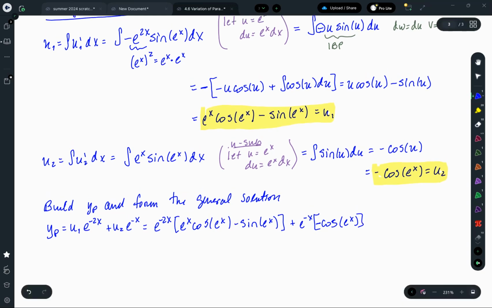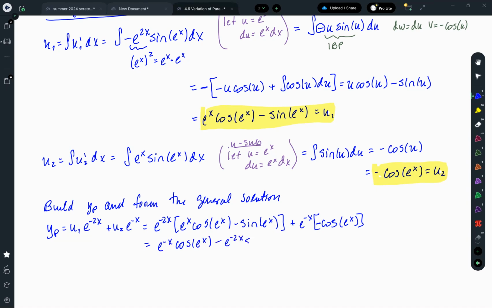We distribute. This is going to give me, when I take care of adding up the exponents for the exponentials, I get e to the minus x cosine of e to the x minus e to the minus 2x sine of e to the x, and then minus e to the minus x cosine of e to the x. And two terms go away. I want to just real quick make a point that it is merely coincidental that this happened with both examples that I'm working out. We don't always have terms that end up just adding away. It's just a coincidence.